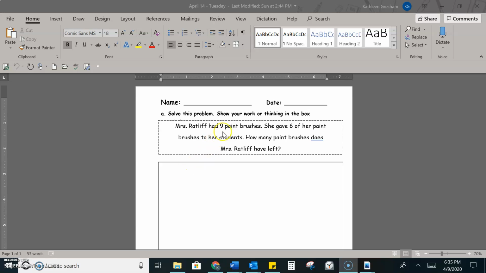Mrs. R had 9 paintbrushes. She gave 6 of those paintbrushes away. And we're trying to figure out how many she has left.